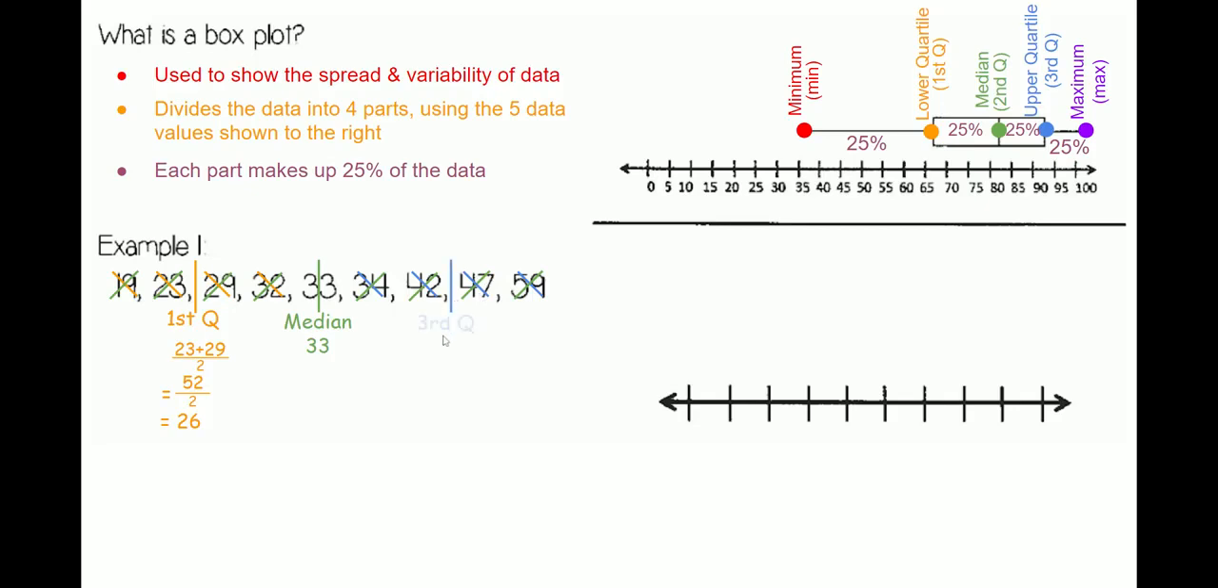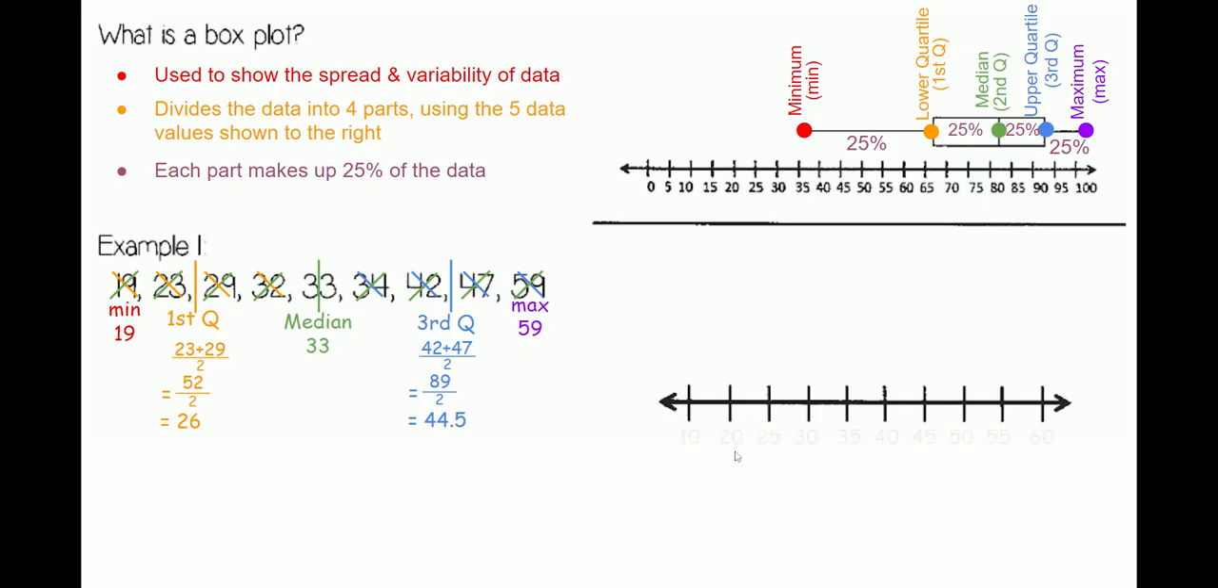So we find the average. 42 plus 47 divided by 2. 89 over 2, which equals 44.5 or 44 and a half. All right, so we have our lower quartile, our median, and our upper quartile. We now need our minimum, which is 19, and our maximum, which is 59.